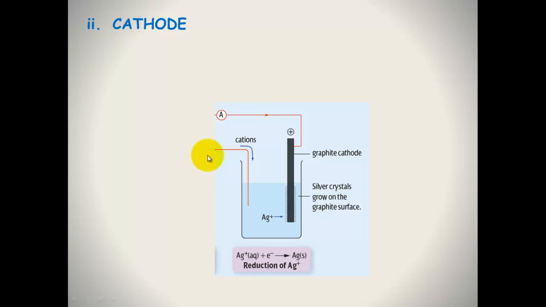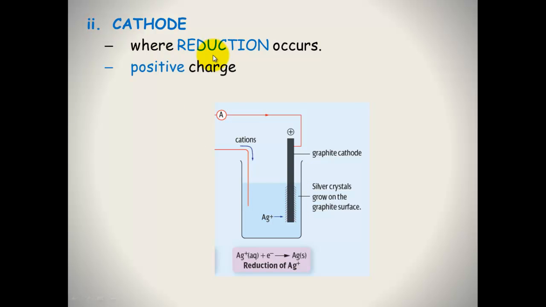Let's have a look at the cathode. Here we have a silver cathode. This is where reduction occurs. This has a positive charge. What happens here is you get a build-up of metal crystals, and the reason for that is you've got silver ions in solution, which are grabbing onto the electrons coming through. So silver ion plus an electron forms silver solid.